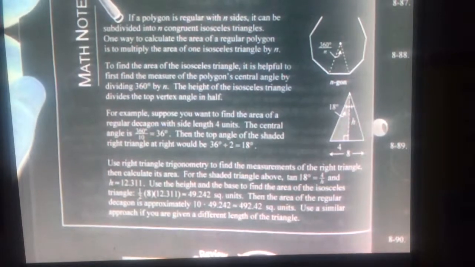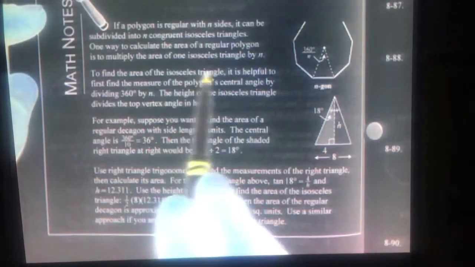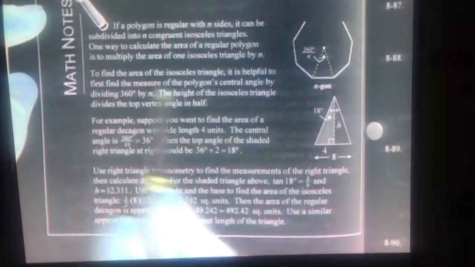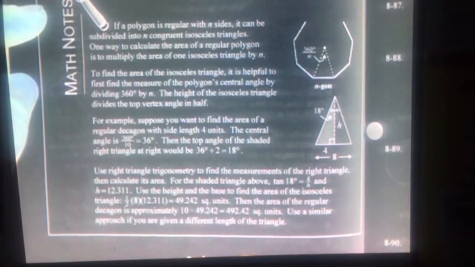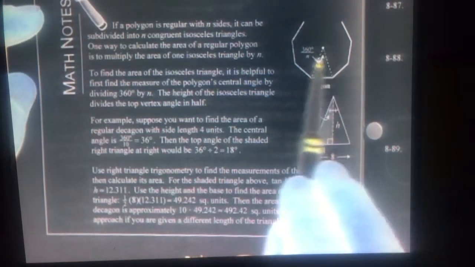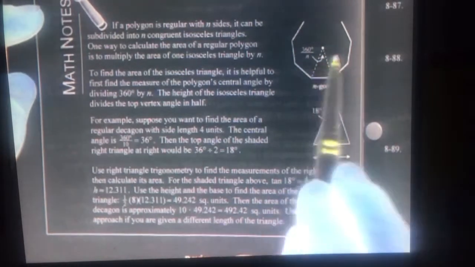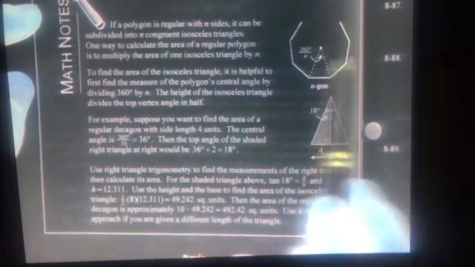All right, we're going to find the area of regular polygons, and in this case, I'm just going to go over what's in the book. If it has n sides, it can be subdivided into congruent triangles, and the way we do that is we take 360 degrees around the center, which is a circle, and we divide that by n. And we're going to do this for a nonagon in a few minutes.